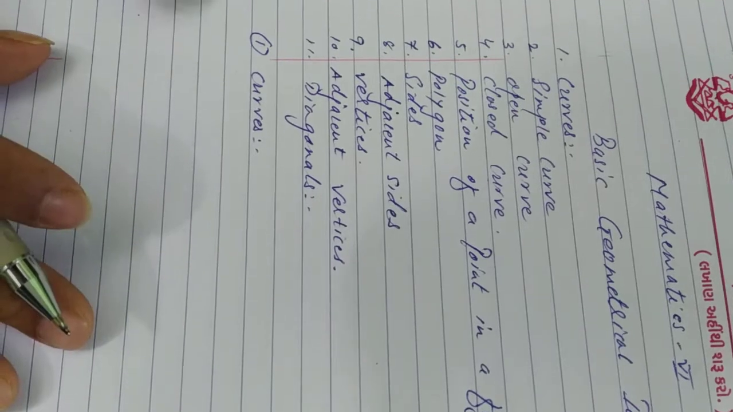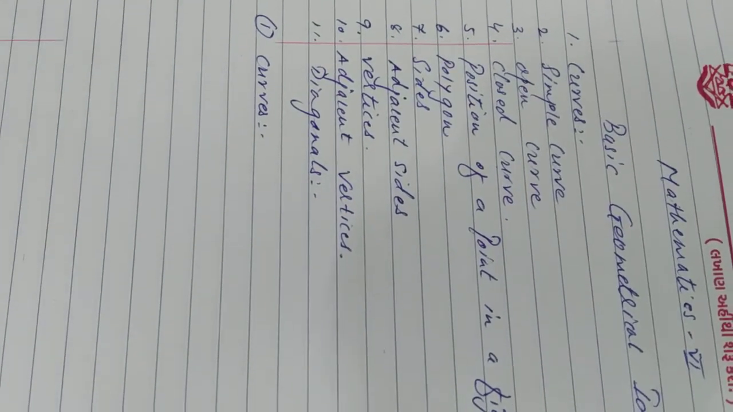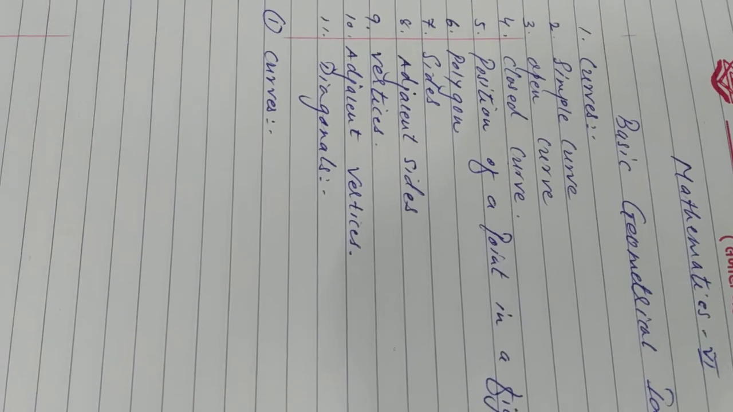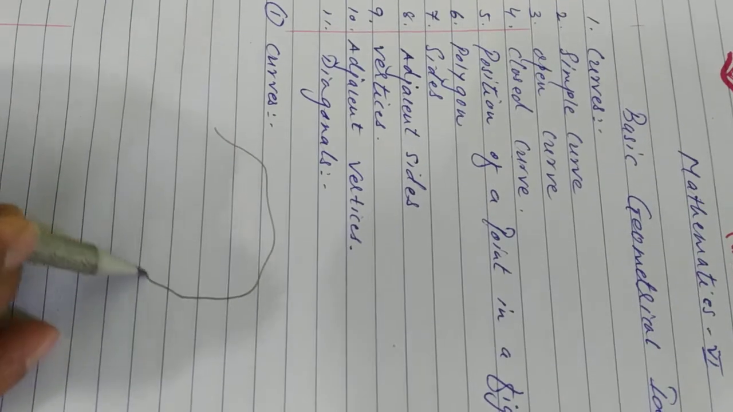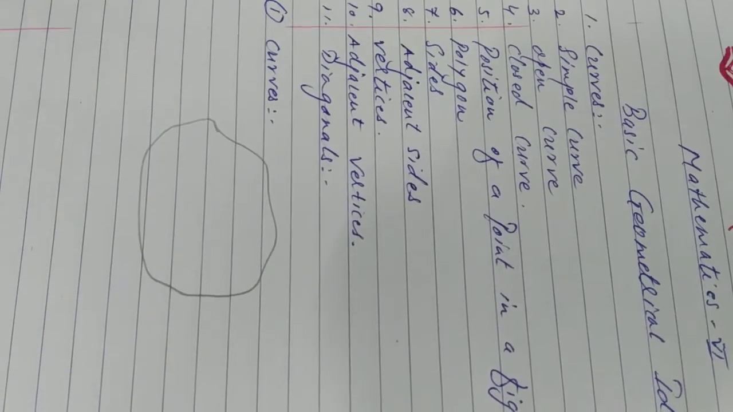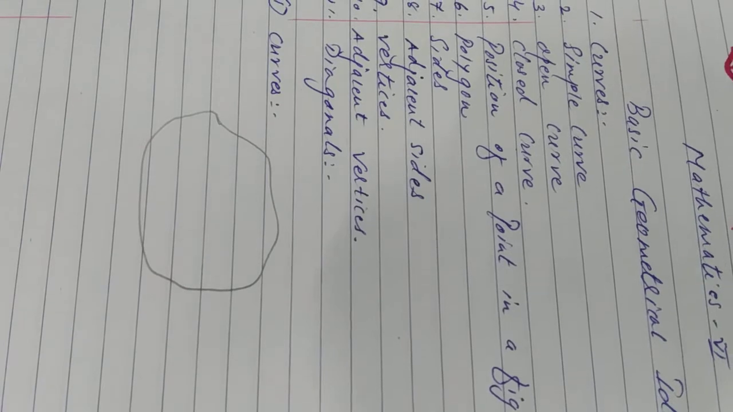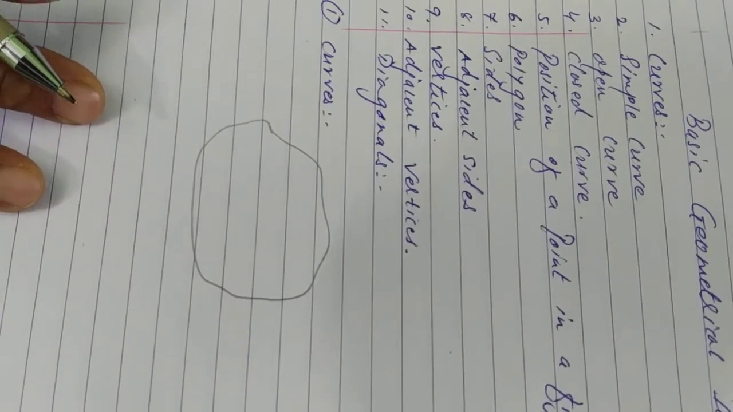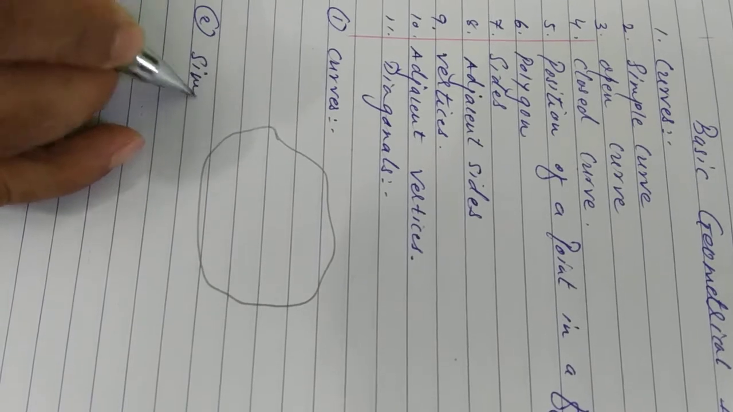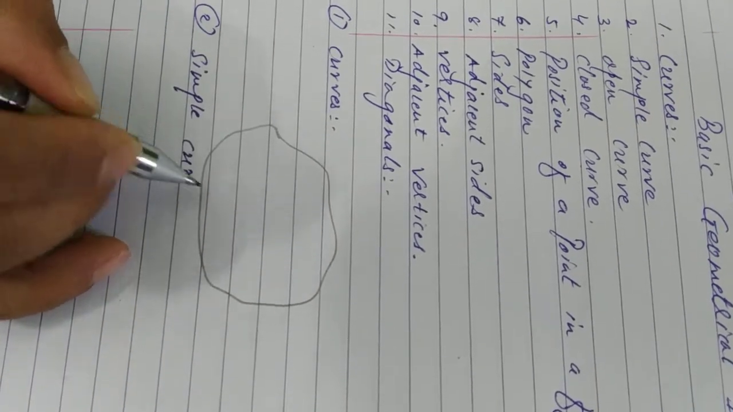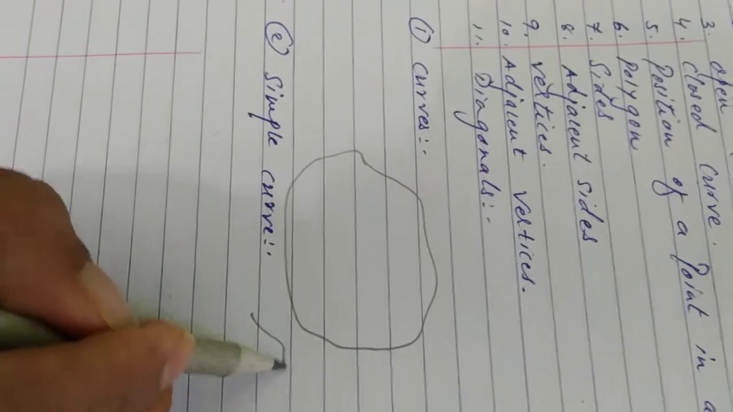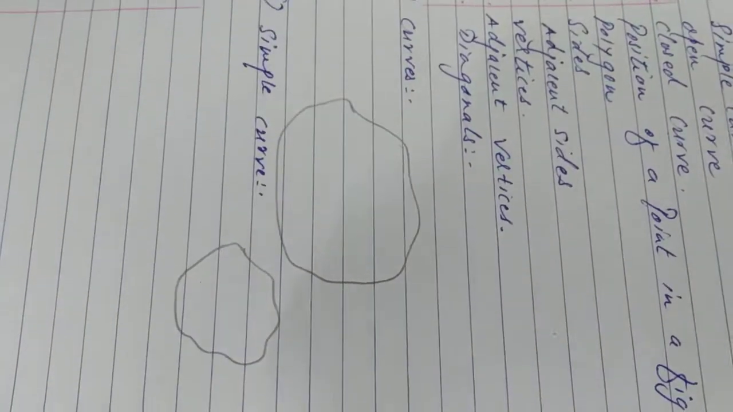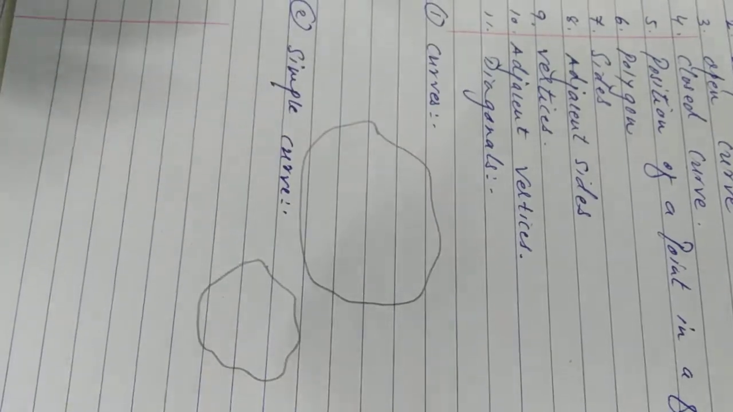Now what are curves? The figure that can be drawn without lifting the pencil from the paper is called a curve. Got it? Now the simple curve. A curve that does not cross itself is known as a simple curve.